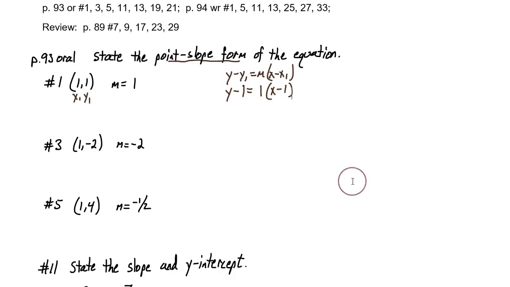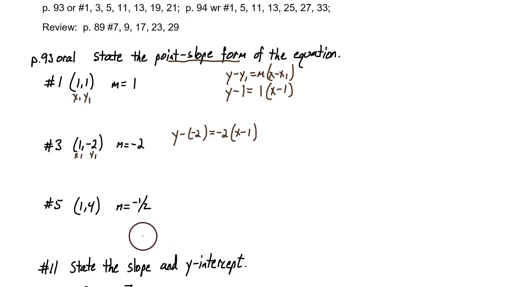Number 3, let's follow our formula and fill in the values. This is x1 and y1, and here's the m. So we have y minus, now fill in y1, equals, fill in m. And then in parentheses, x minus, fill in x1. Here is the point-slope formula for a line given this beginning information.